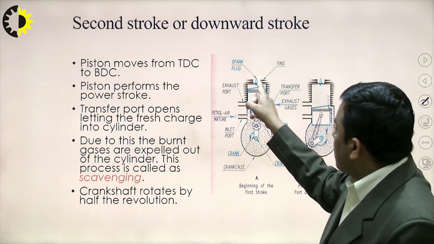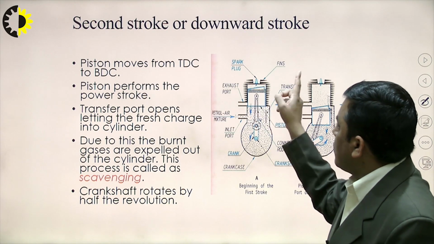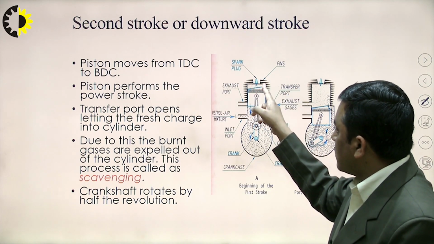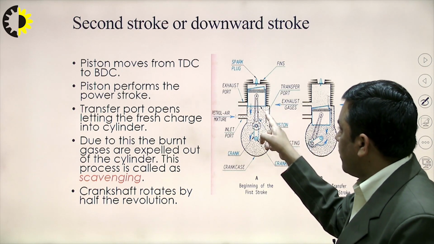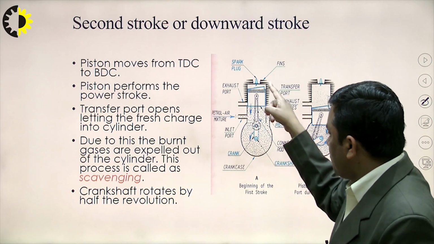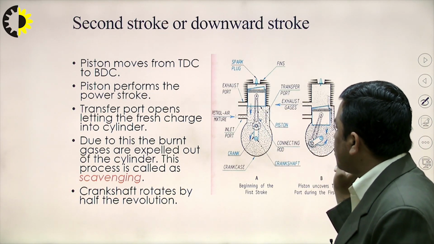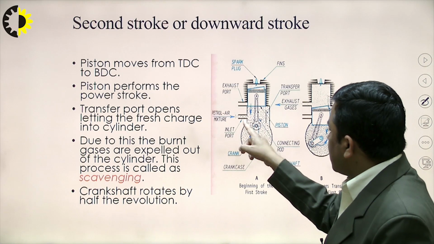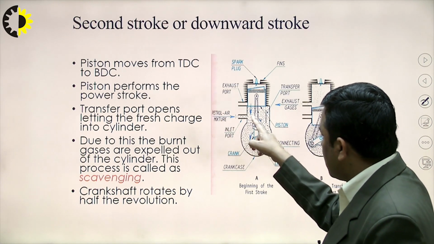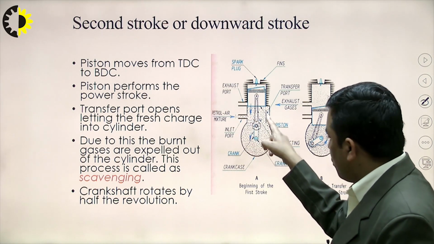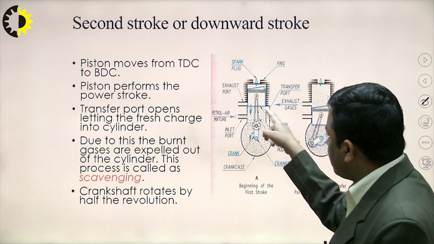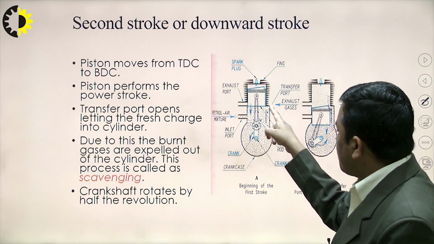Now, the air fuel mixture is completely compressed here. A spark has been ignited, the burning of fuel starts, and a large amount of energy will be released. It will push the piston from TDC to BDC. So, the piston will start moving from TDC to BDC. Here in this condition, what are we observing? We are observing that air fuel mixture is coming through the inlet port, and now the crankcase and the bottom side of the piston is completely filled with air and fuel up to the transfer port.